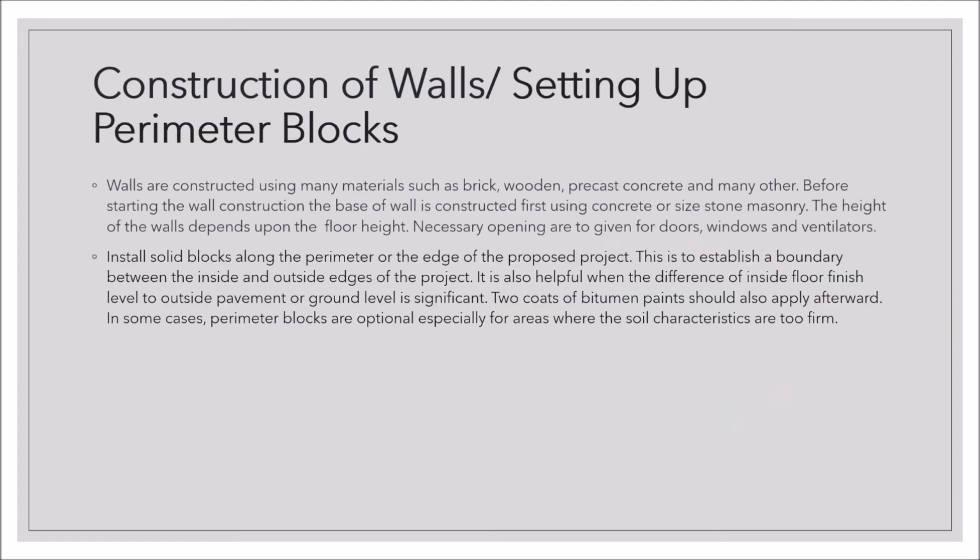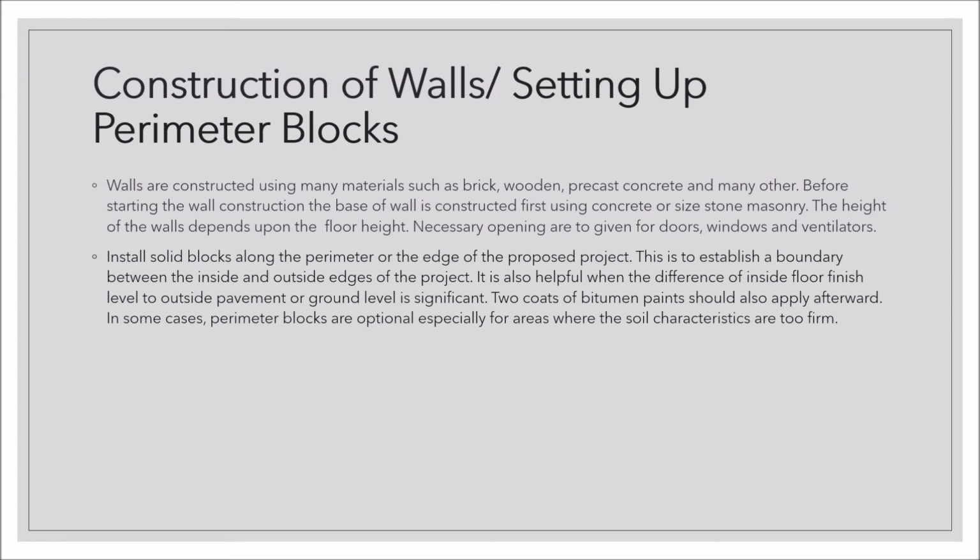The next step is construction of walls or setting up perimeter blocks. Walls are constructed using many materials such as brick, wood, precast concrete, and many others. Before starting the wall construction, the base of the wall is constructed first using concrete or sized stone masonry. The height of the wall depends upon the floor height, and necessary openings are given for doors, windows, and ventilators.